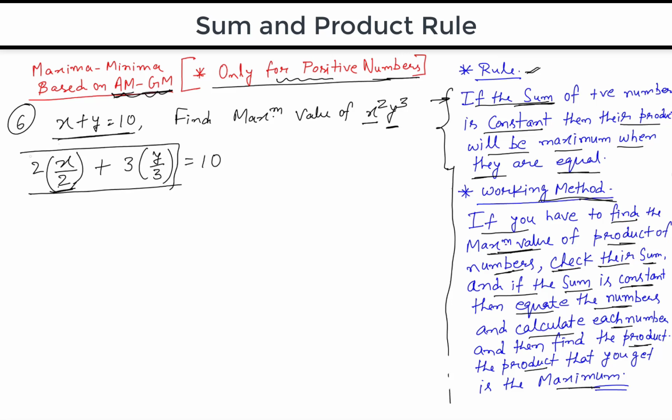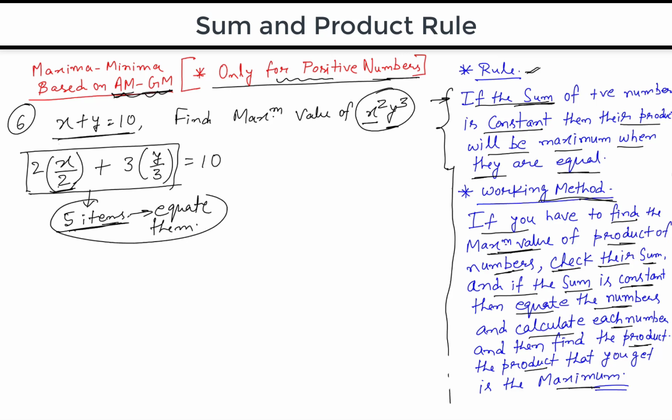That's it. So what do you see? How many items do you see in this expression? You see there are 5 items. What do you need to do? To find the maximum value of this product, what do you need to do? Equate them. You don't have to write all this, okay?